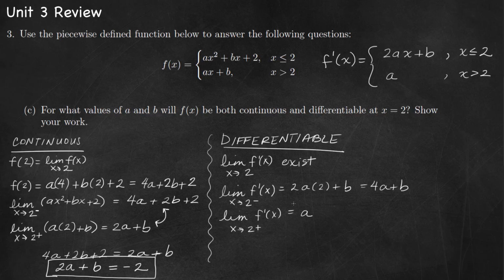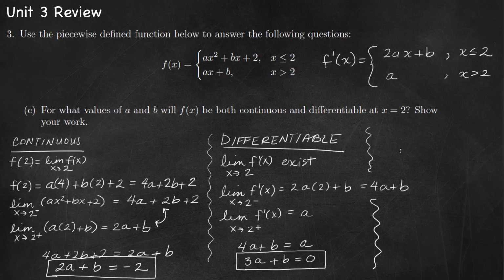In order for the two-sided limit to exist, the left-hand limit must equal the right-hand limit. So that tells me that 4a plus b must equal a. That has to be the case, otherwise this limit doesn't exist, and if the limit doesn't exist, then our function's not differentiable. So I'm going to rewrite this in standard form. I'm going to subtract a on both sides, and then I get 3a plus b equals 0. So this is the equation that must be satisfied in order for f of x to be differentiable, along with the equation that must be satisfied in order for f of x to be continuous. Both of these equations simultaneously have to be true. This is a system of equations that we need to solve.